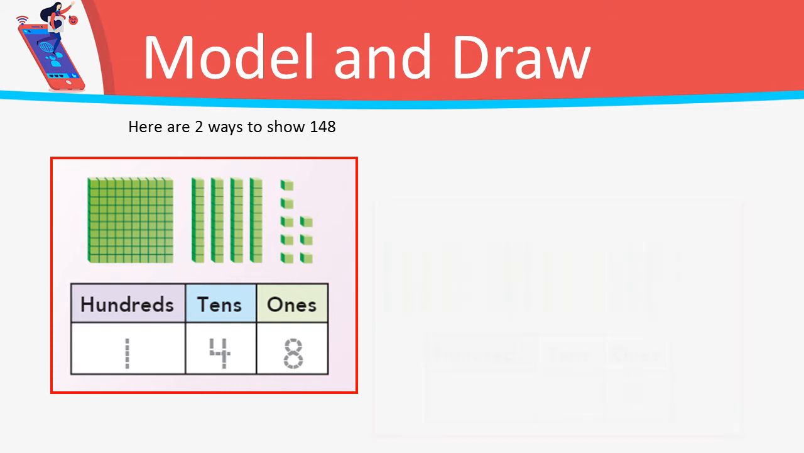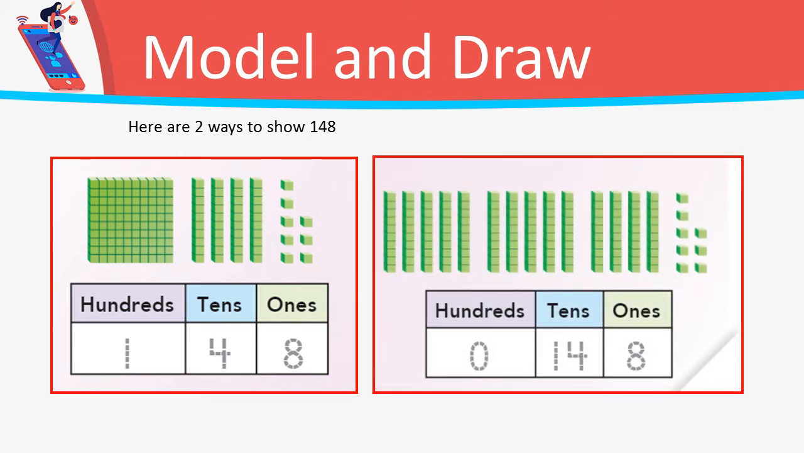Okay, how about another way wherein we don't put any hundreds, but instead of putting hundreds, we move the 1 to the tens place and make it a 14. So as you can see, I have put 14 tens and 8 ones. 14 tens and 8 ones also give me the same value, which is 148. Alright.